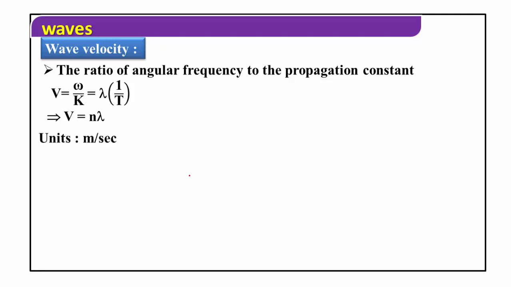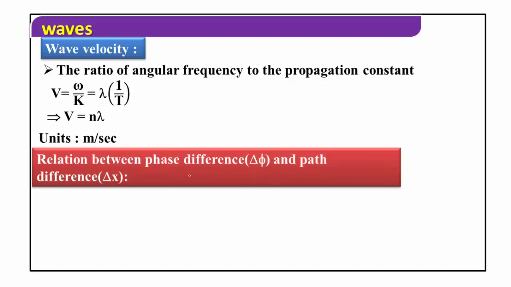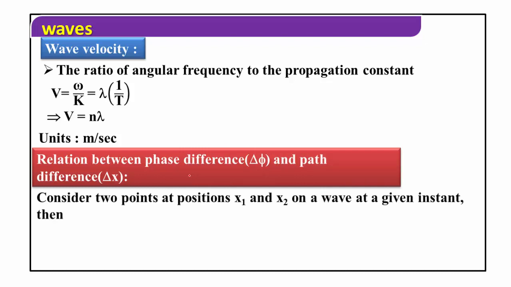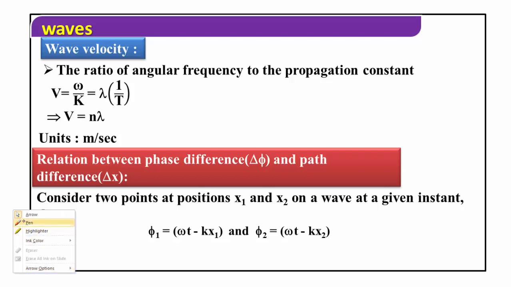v is equal to n into λ, and its unit is meter per second. Now, the relation between phase difference and path difference. Suppose I consider two points at the positions x1 and x2 on the wave at a given instant. Here phase is mathematically denoted by the symbol φ.